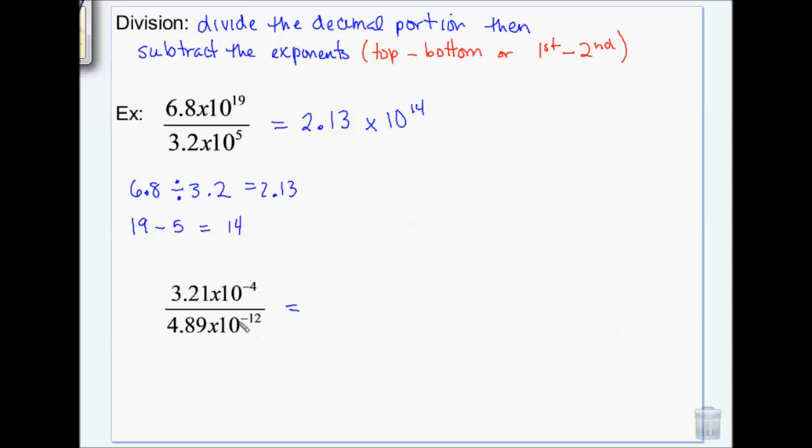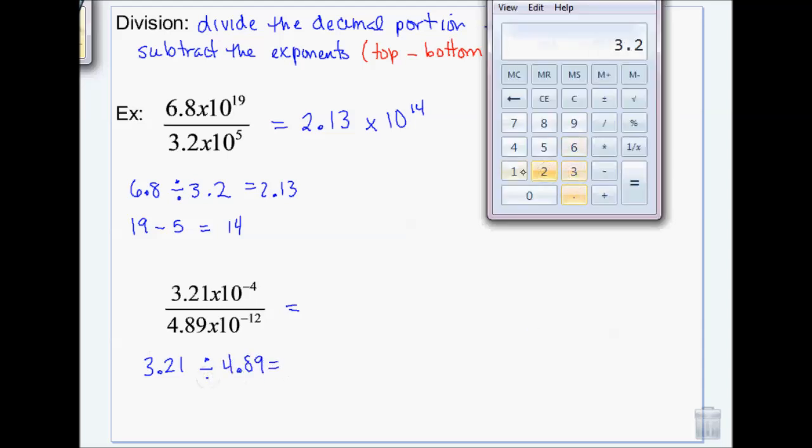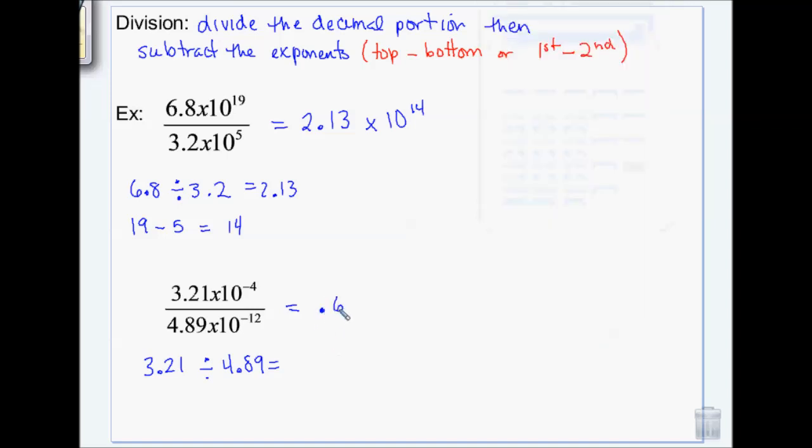Now, if your exponent on the bottom is negative, you need to be careful. So I do 3.21 divided by 4.89. I'm going to get 0.656, and we're going to deal with that in just a second. We can't have this situation. Well, hold on one second. Let's get the exponent first. So I'm going to do -4 minus -12, because we have to subtract the bottom one. So when we do minus and negative, that becomes positive. So this is 8.